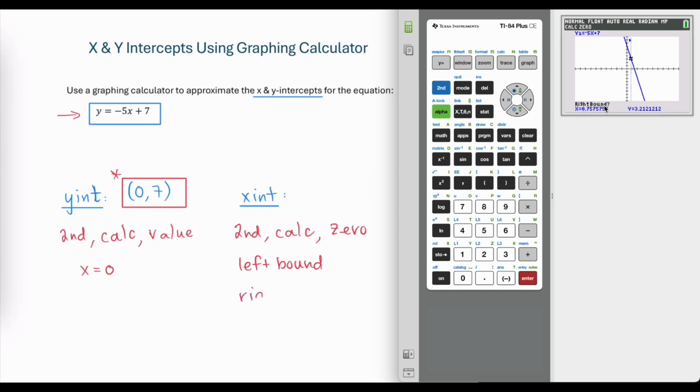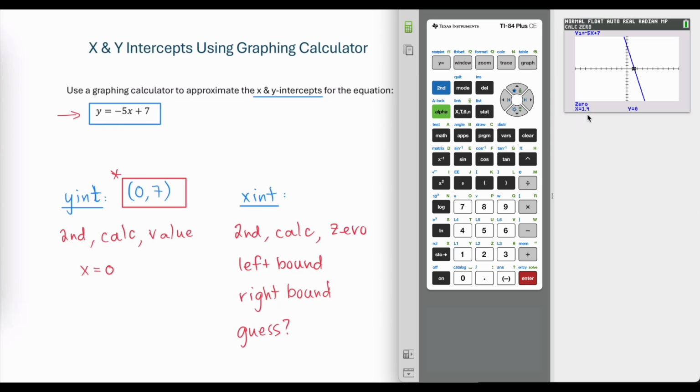And then the calculator asks us for a different question. We're being asked to determine the right bound or to just give the calculator a limit to its search area. So we'll come down here to the right of the x-intercept that we're looking for and hit enter again. Now the calculator is asking us another question. It says, what is your best guess for the x-intercept? And this is where we're going to want to put our cursor pretty close to the x-intercept itself and hit enter again to answer the question.